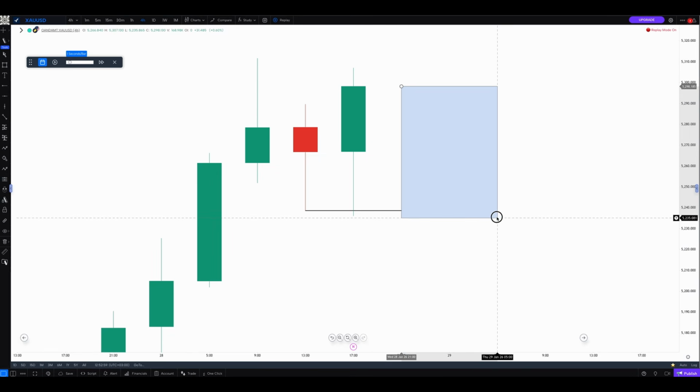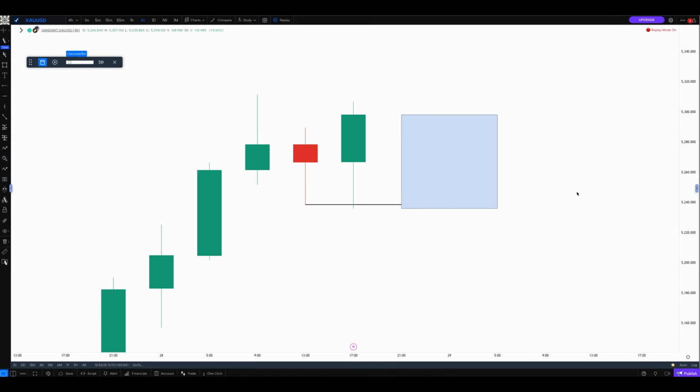Don't put this zone exactly at this candle's body, because you need to move it forward one step. Leave some space between so that you have the next candle coming into this zone or moving away from it, so that we can be able to trade.